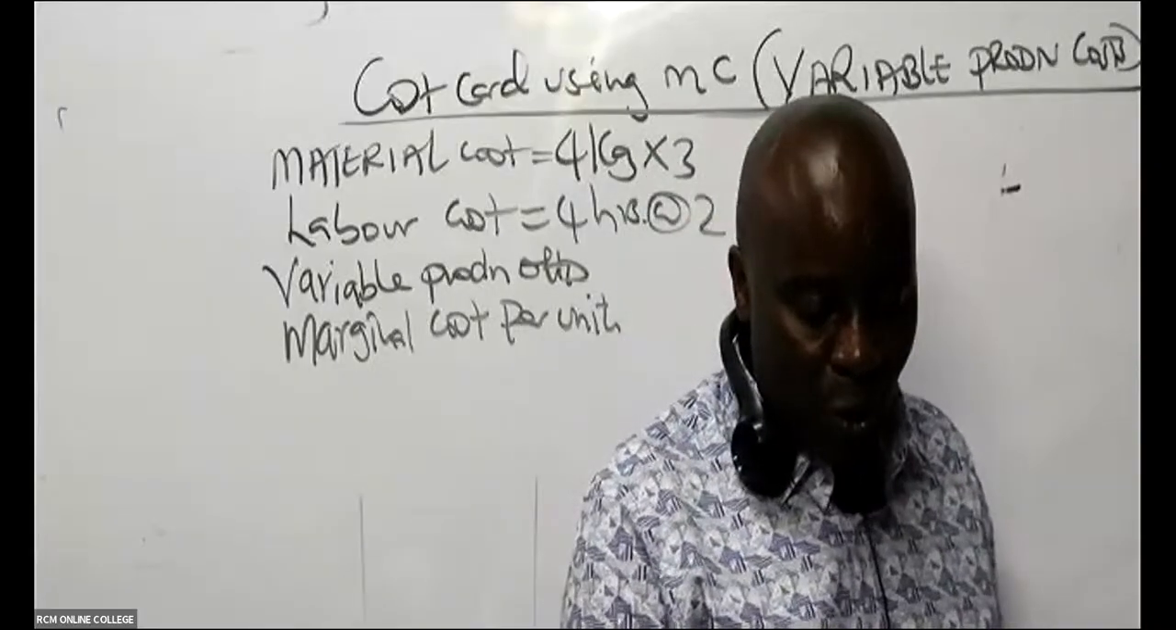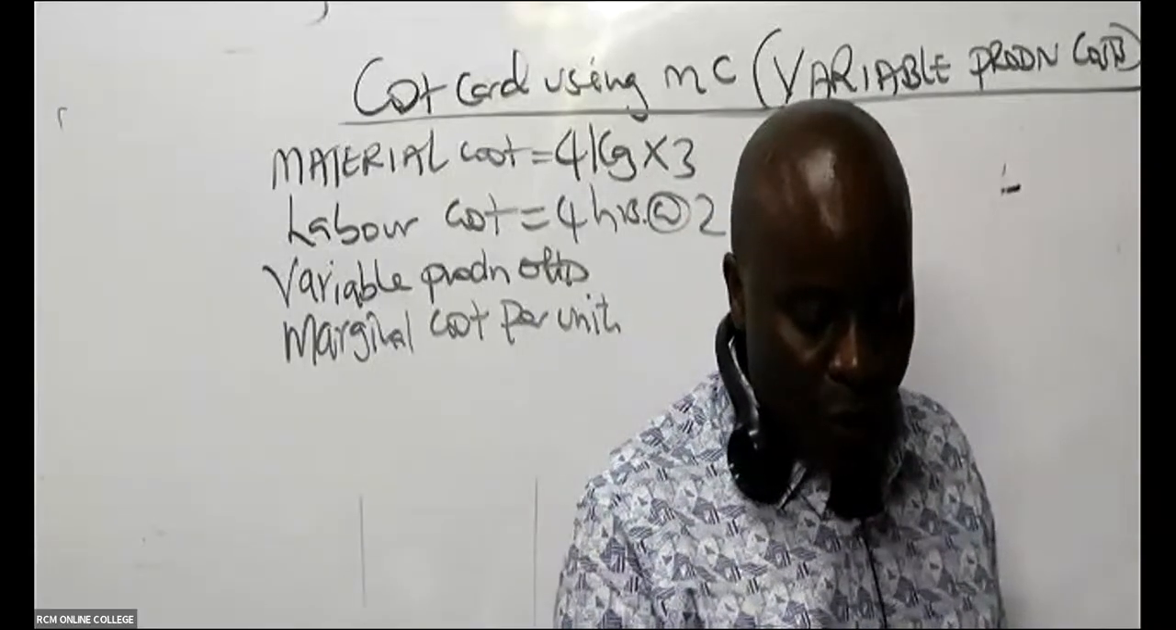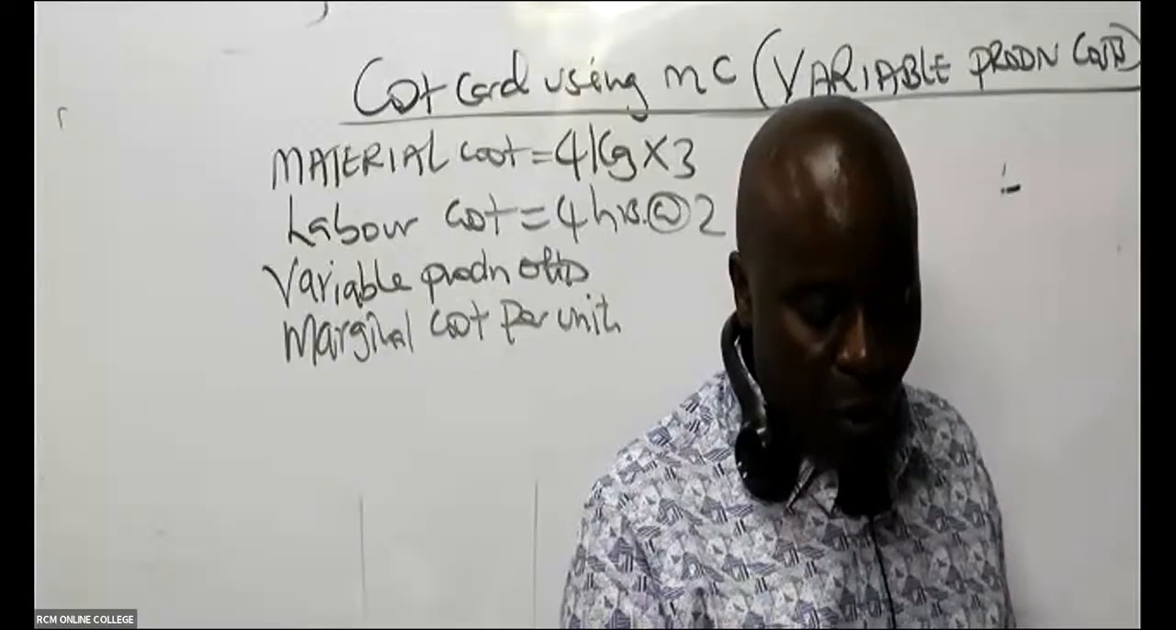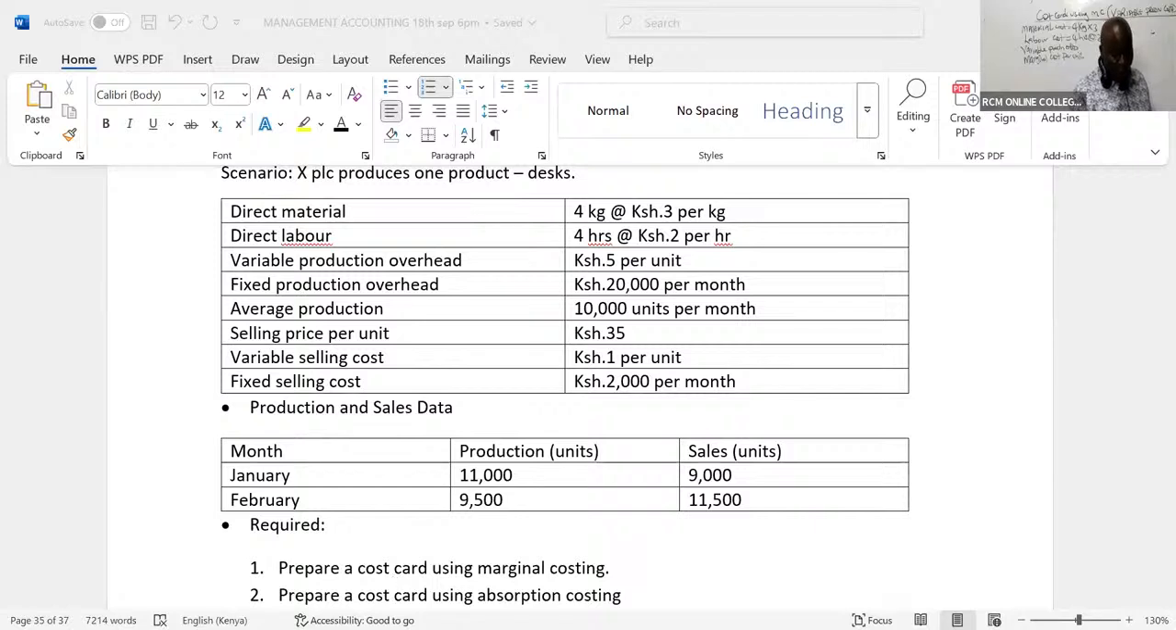Then we look at part 2 of this question. Part 2 of this question, my good students, what do they want me to do? They want me now to prepare a cost card using absorption costing. Under absorption costing, now you absorb everything, production. What we do about absorption costing, I shall copy everything that I have here apart from this.